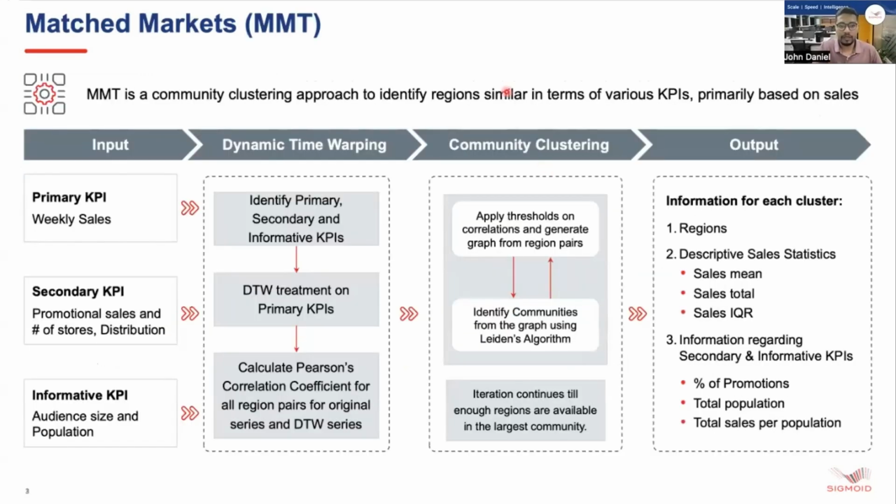Proceeding to the matched markets. So MMT is a community clustering approach to identify regions similar in terms of various KPIs, but in our case, primarily based on the weekly sales. The input to the model is divided into three categories: primary KPIs, which consist of weekly sales for all the regions; secondary KPIs, which consist of promotional sales, number of stores, distribution data, etc.; and informative KPIs, which consist of audience size and population.